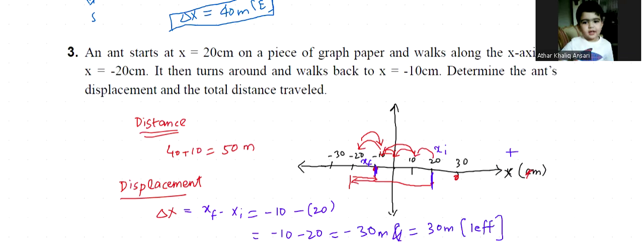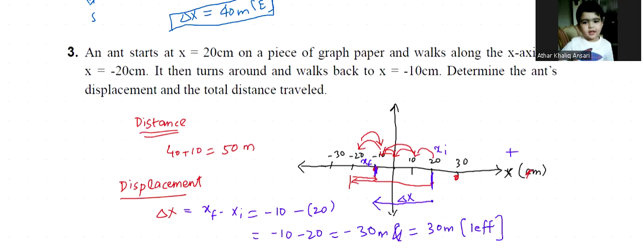Now, how can I draw this one? This was my starting point. I will start from here, and this is my end point. Now you can check how much delta x is. It is from here till here. So this is 10, 20, and 30. So this is what we have to talk about.